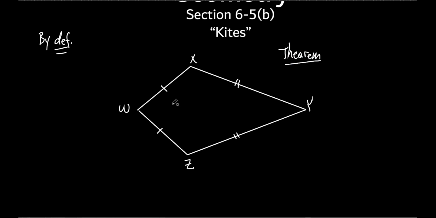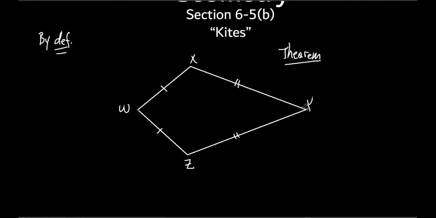What it says is that exactly one pair of opposite angles are equal to each other in a kite. You can write it down if you want. Exactly one pair are equal. So which pair? Is it W and X? Is it X and Y? Is it Y and Z? Is it W and Z? Is it X and Z? Is it W and Y? I think I hit all the combinations there.